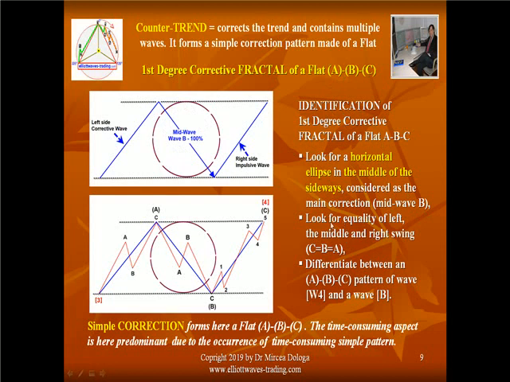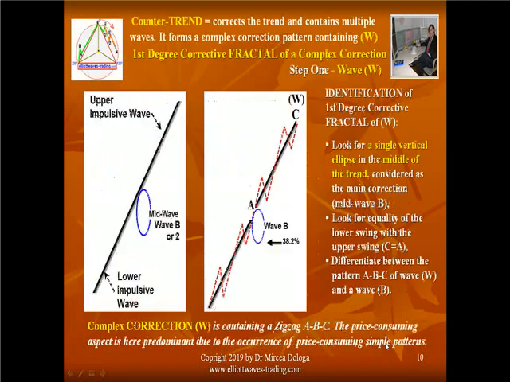Then look for an equality of the left with the middle and the right swing, C equal B equal A. Differentiate between an ABC pattern of a wave W4 and a wave B. Simple correction forms here a flat ABC. The time-consuming aspect is predominant here due to the occurrence of a time-consuming simple pattern.